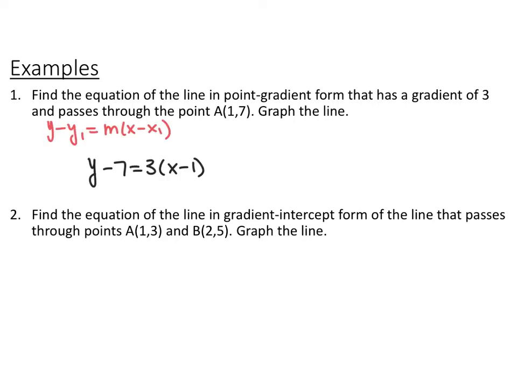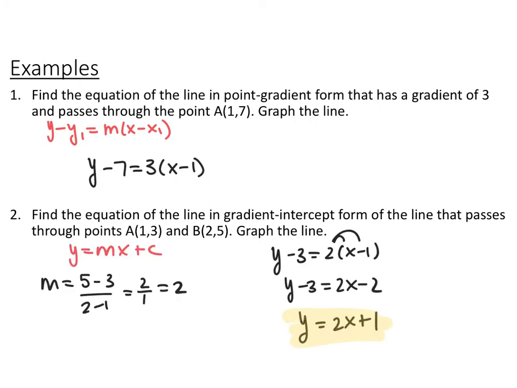For the first one, very straightforward. They give us a point and they give us our gradient. So point gradient, just plug it in. Y minus your y coordinate of 7 is equal to your slope of 3 times x minus your x coordinate of 1. So if you haven't already done so, go ahead and pause the video and do number 2.